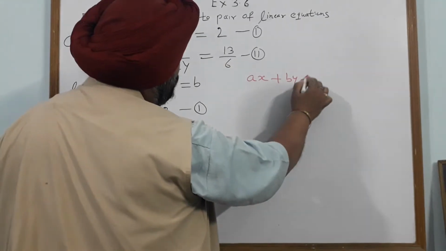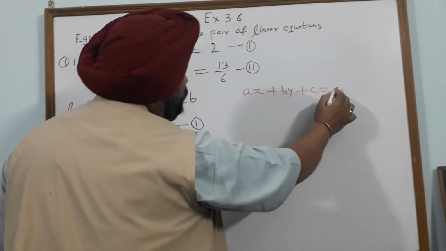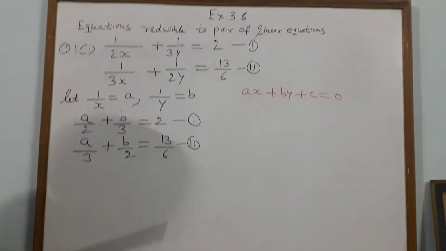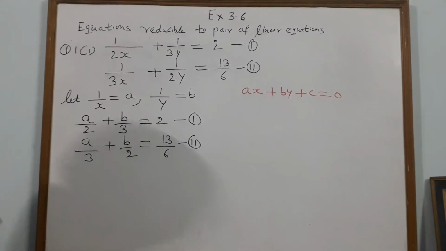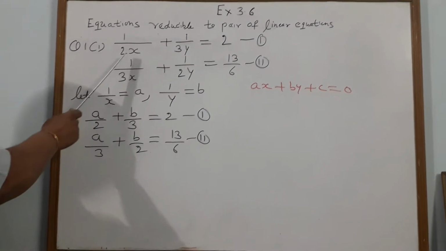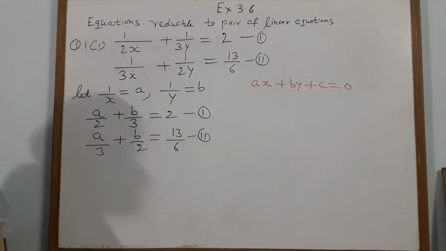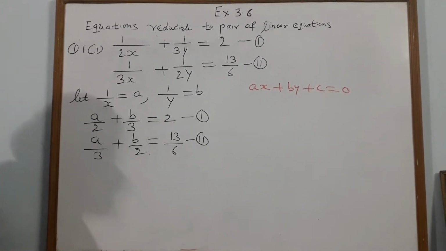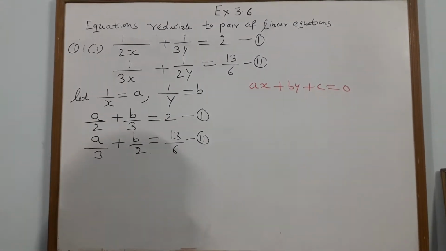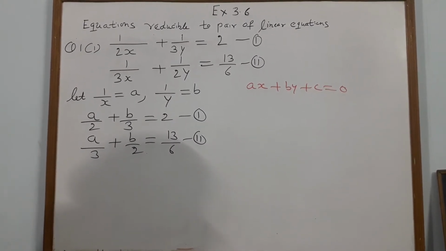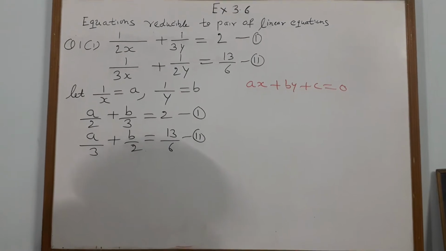They are of the form ax plus by plus c is equal to 0. You know linear equation in two variables is of the form ax plus by plus c is equal to 0. But in these equations, the x and y variables are in the denominator. For such type of equations, we have to make some proper substitution. First of all, we convert them into linear simultaneous equations.